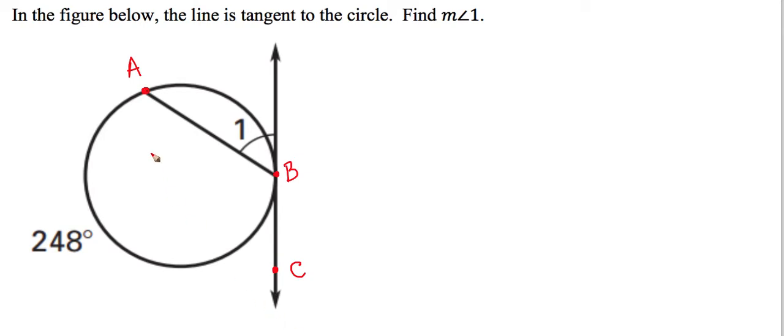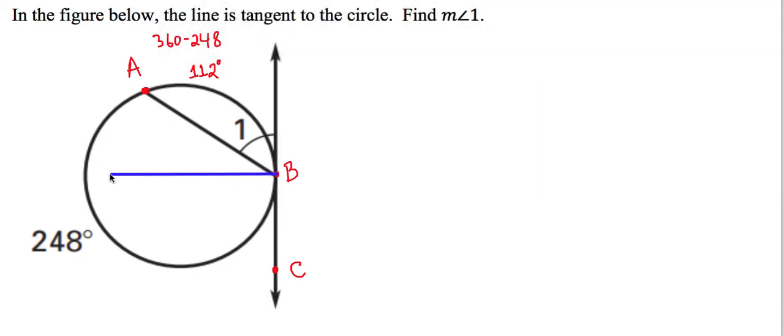So from what we can see in this picture here, AB major is 248 degrees. That means AB minor is 360 minus 248, so that comes out to be 112 degrees. Now let me show my work here. This is 360 minus 248. Okay. So this arc here, AB, is AB minor. So what that tells me is that the center of the circle is somewhere out here in the major arc region of the circle.